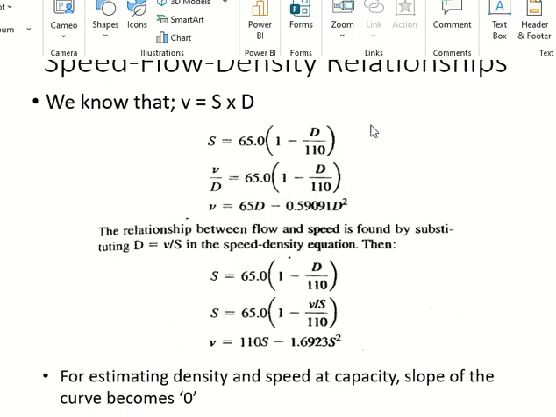65 minus 2 times 0.5909 d, right? And when the curve reaches maximum, we said the slope becomes what? 0. So this whole thing becomes 0. Then what is d? How much is d? 55.